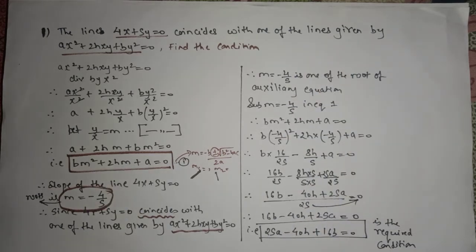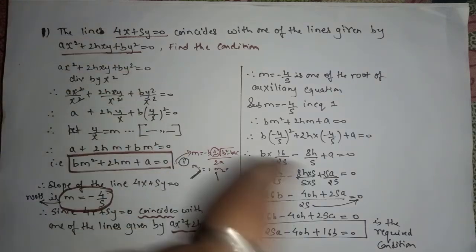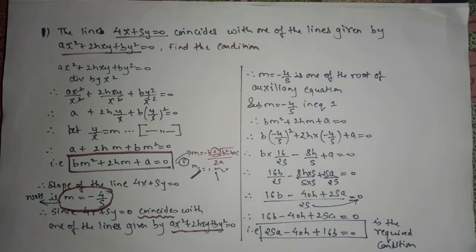So now clearly we can see that the required condition is in the variables a, h and b. Yes or no? And the degree is 1. The degree of a is 1, h is 1 and b is 1. So in simple language, whenever you have to find the condition with respect to a line and a quadratic equation, you will get a condition in terms of a, h and b.